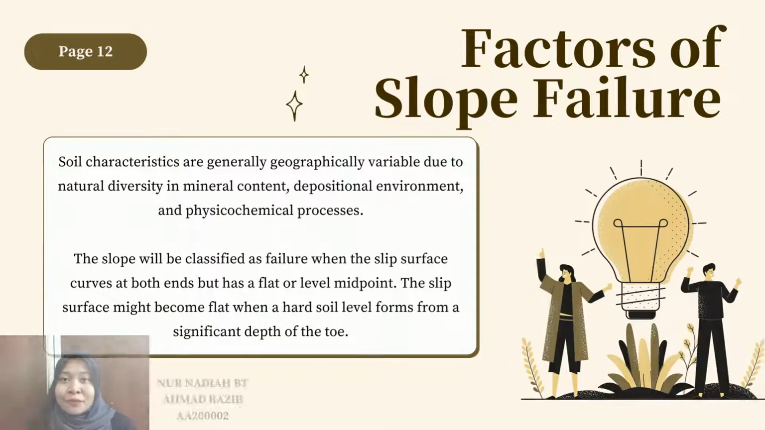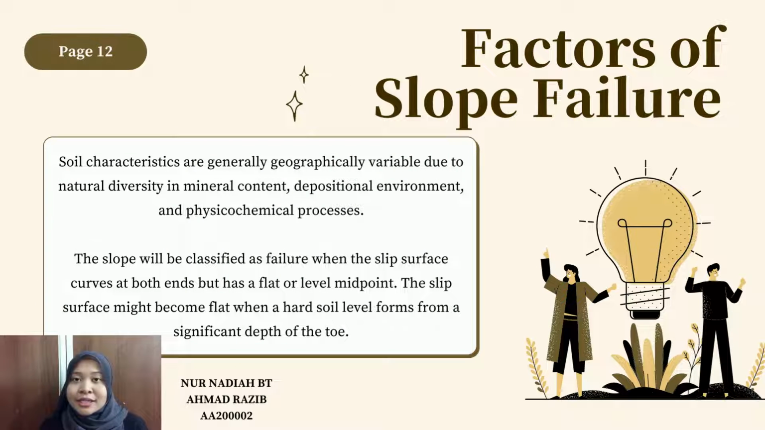For factors of slope failure, soil characteristics are generally geographically variable due to natural diversity and mineral content, depositional environment, and physico-chemical processes. The slope will be classified as failure when the slip surface curves at both ends but has a flat or level midpoint.